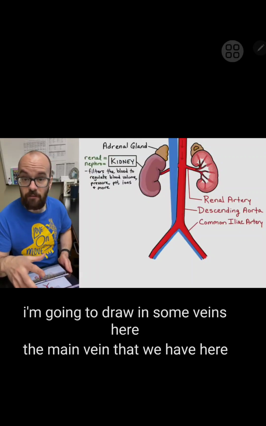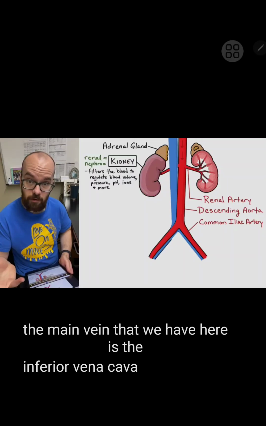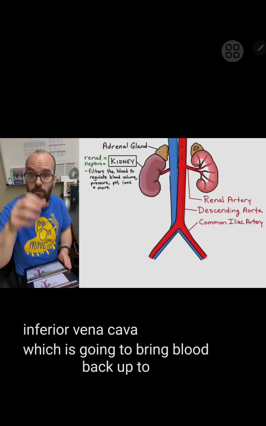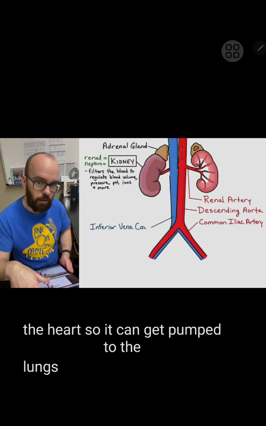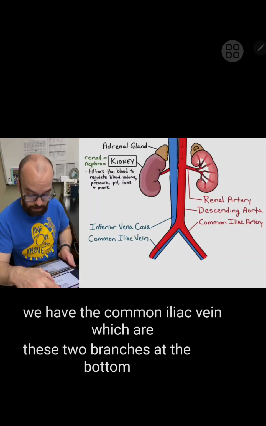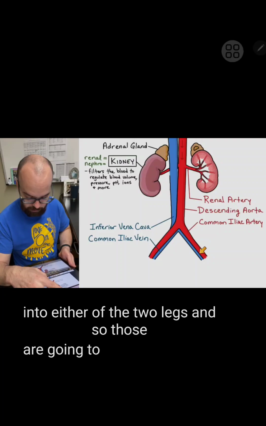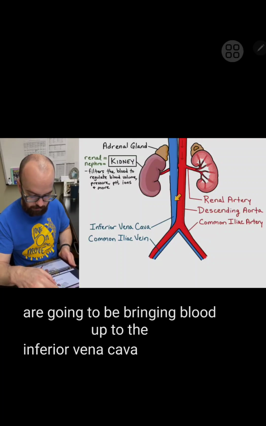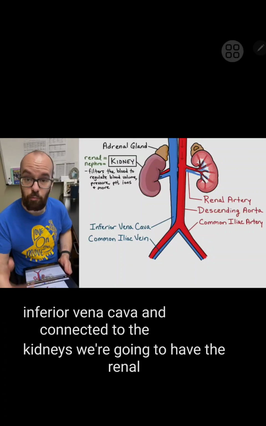The main vein that we have here is the inferior vena cava, which is going to bring blood back up to the heart so it can get pumped to the lungs and so forth. We have the common iliac veins, which are these two branches at the bottom that go into either of the two legs, and those are going to be bringing blood up to the inferior vena cava. And connected to the kidneys, we're going to have the renal veins.